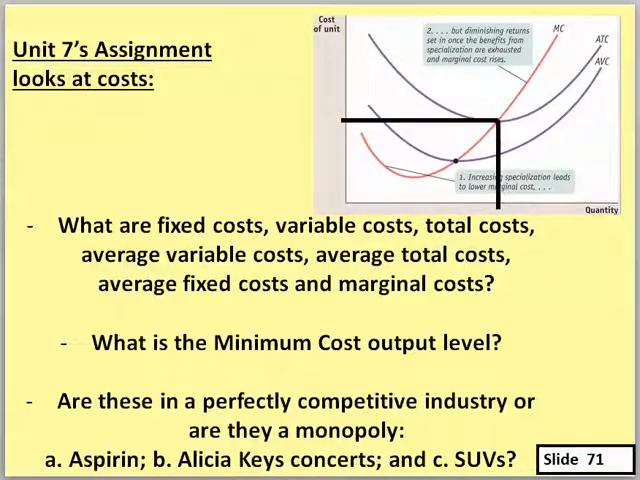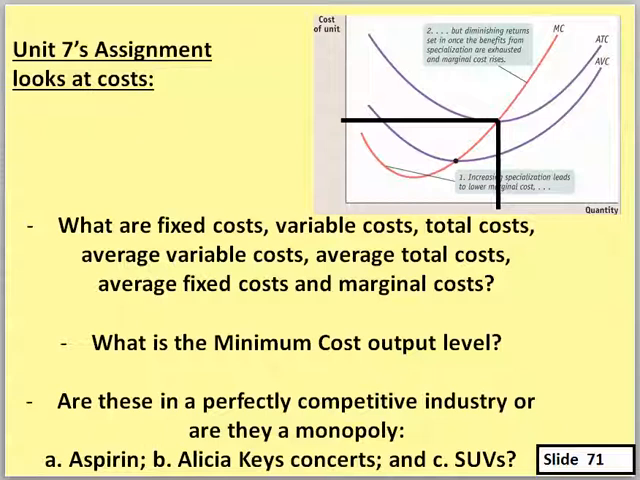Okay, your assignment for this week is also going to look at those fixed costs and variable costs and total costs. It's going to look at the averages. It's going to ask you about minimum cost output level. What minimum cost output level? It's the level you would produce when the average total costs are the smallest.